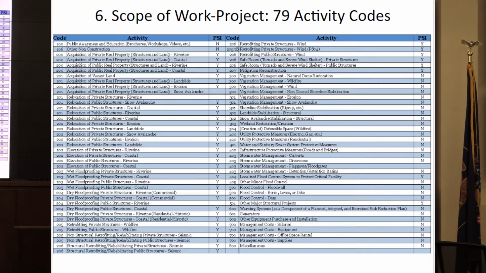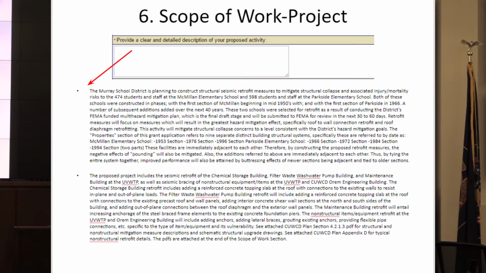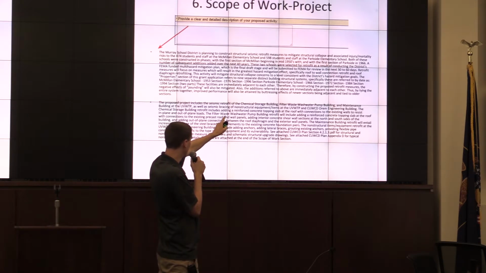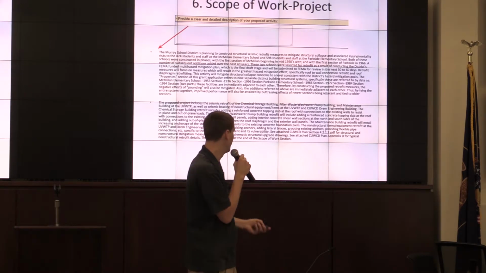There's a list of all of them, and you can filter by different ones, or just search and find the one that works. And then it says provide a clear and detailed description of your proposed activity. So here's where I would recommend the very first sentence just say exactly what it is, before you have any other description or detail. It would be very, very helpful. For example, the proposed project includes a seismic retrofit of this building, this building, this building. I understand what's going on there.